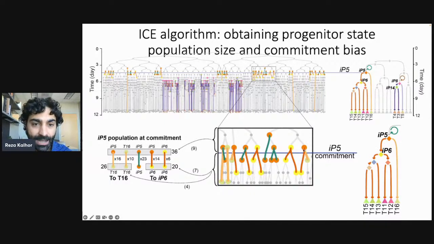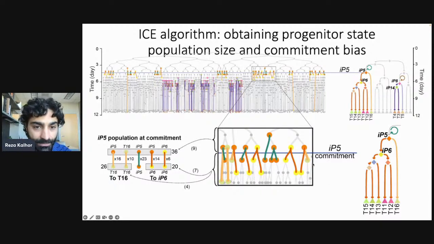Now we can count on the top 1, 2, 3, 4, 5, 6, 7, 8, and 9 right here before commitment that existed. 36 of those exist across the entire phylogenetic tree. 9 were in this panel. And we call that the population of IP5 at its time of commitment. When we look at where the branches lead to, we see from the topology that IP5 can give you either IP6 or T16, right? We see some of these branches ending in IP6 and the others ending in T16.